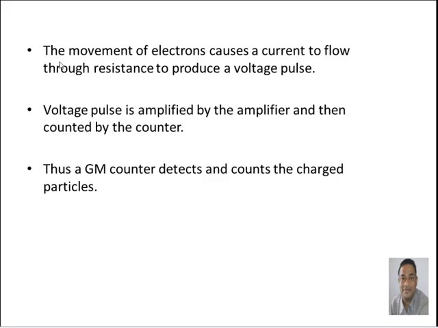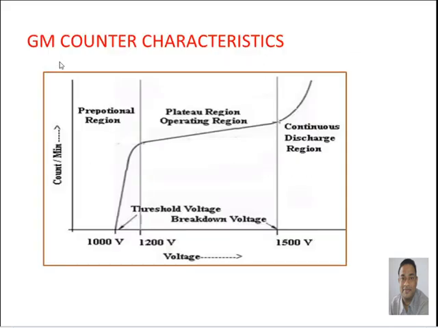So this voltage pulse is fed to an amplifier so that it can be amplified, and the amplified voltage pulse is then given to a counter which will record a count. Thus the GM counter not only detects an incoming charged particle but also counts the number of charged particles. Let's see the simple GM counter characteristics.